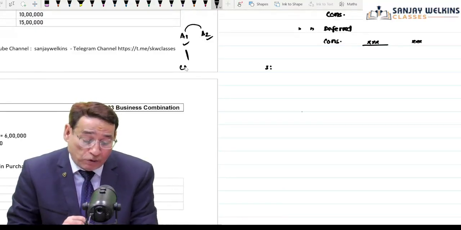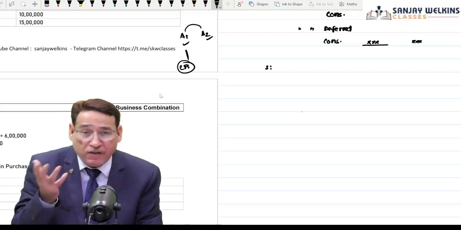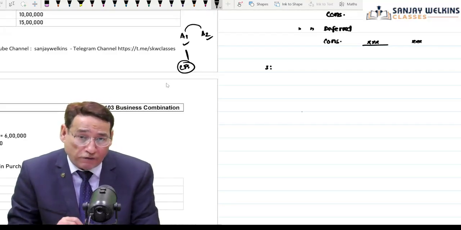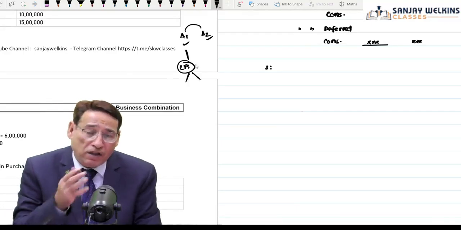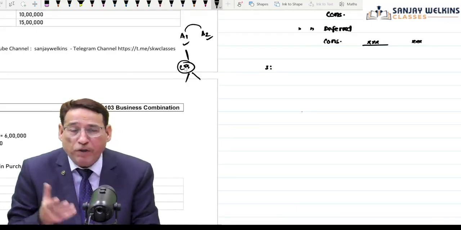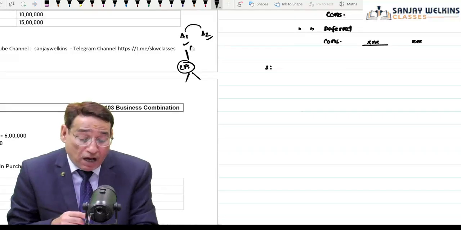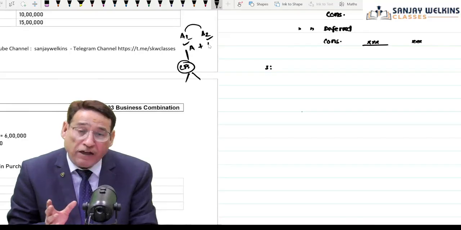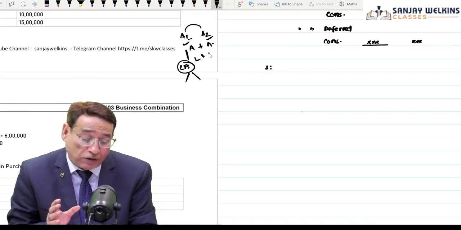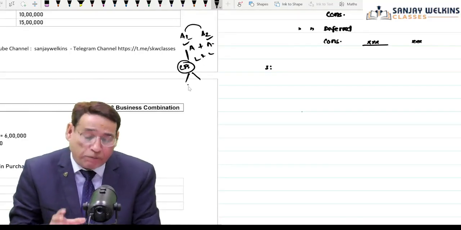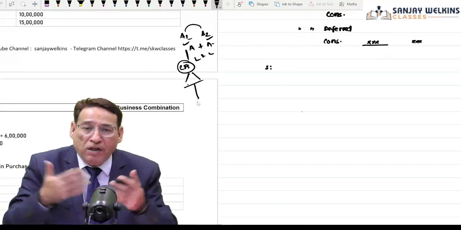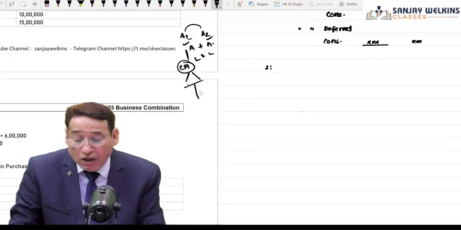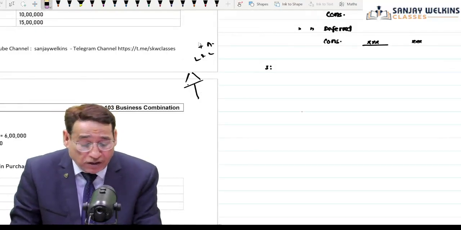Now, I will have to prepare the consolidated financial statement, as I have already told you, on the date of acquisition. When we say consolidated balance sheet, it means I will have to combine the assets of A1 and A2 Limited and the liabilities of A1 and A2 Limited and put them in a single statement. That single statement will be known as the consolidated financial statement. That's all.